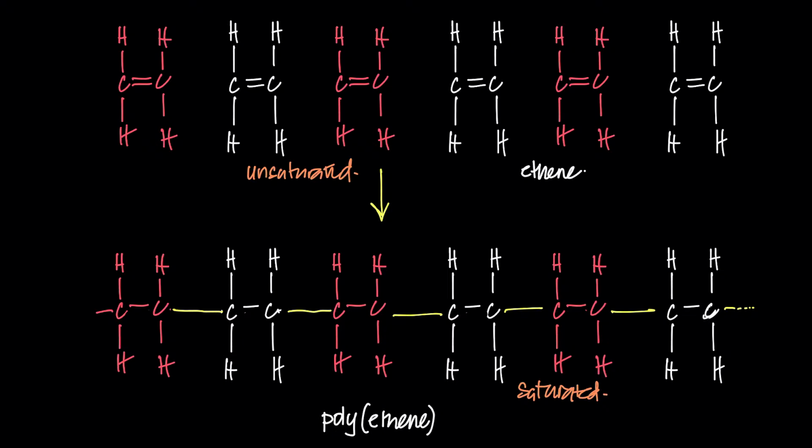Alright? Not all polymers are alkanes. The ones made from alkenes through addition polymerization are in fact alkanes. They go from being unsaturated hydrocarbons to being saturated hydrocarbons. Alright? Any questions so far?